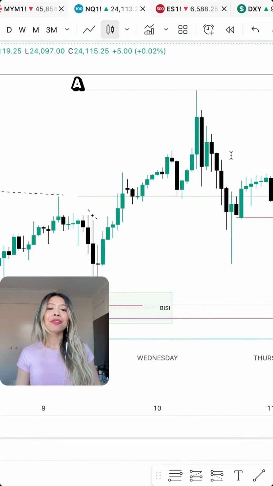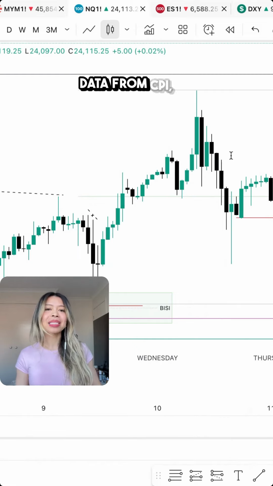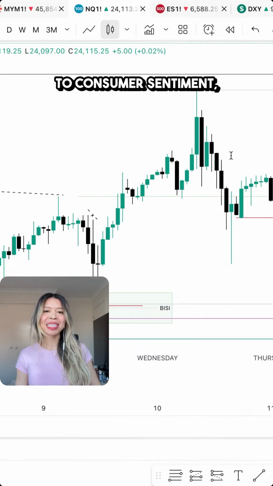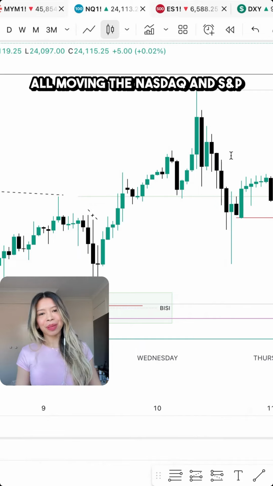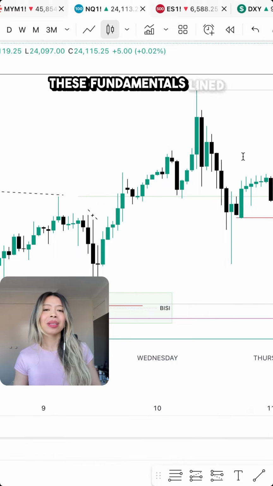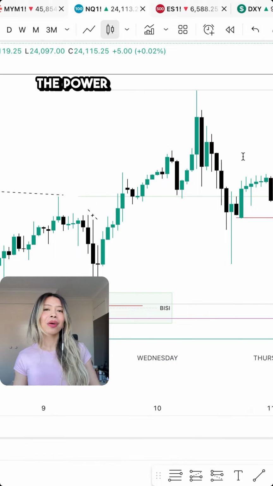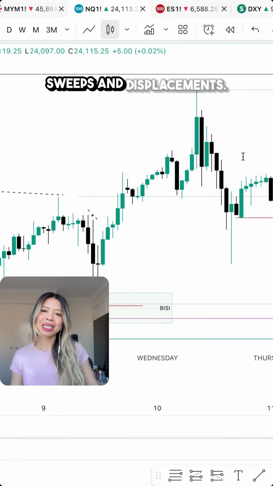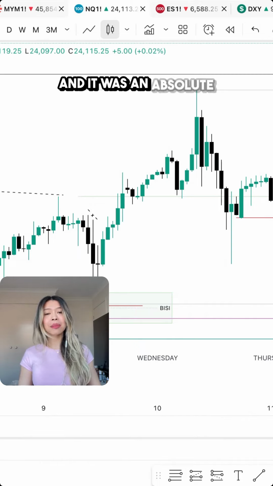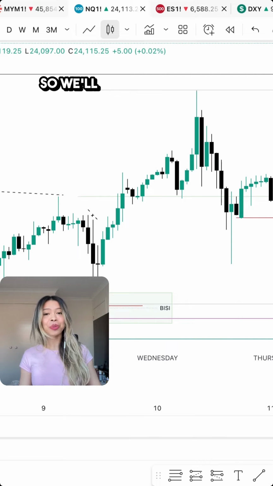This week we had a full slate of US data from CPI, PPI, and unemployment claims to consumer sentiment, all moving the Nasdaq and S&P 500 around key levels. So I'll walk you through how these fundamentals lined up with ICT concepts like the power of three, liquidity sweeps, and displacements. To start off with, we had no news on Monday and it was an absolute trash price action, so we'll move on from that.